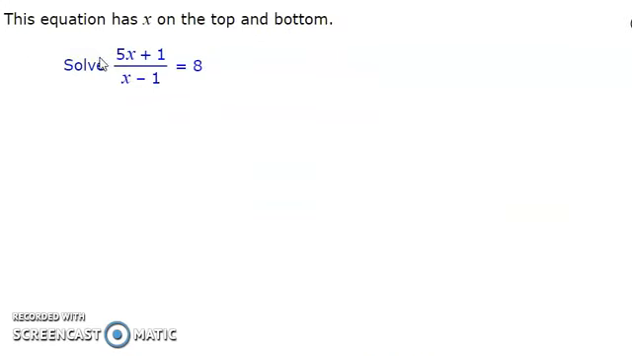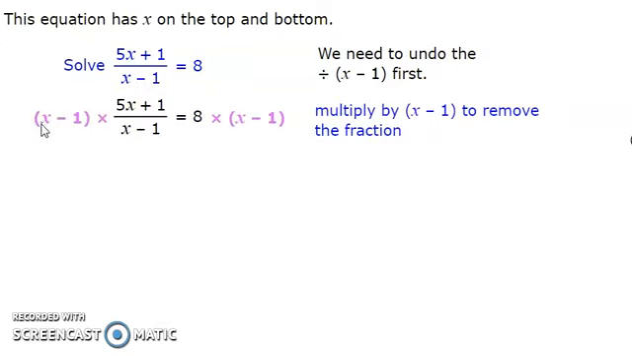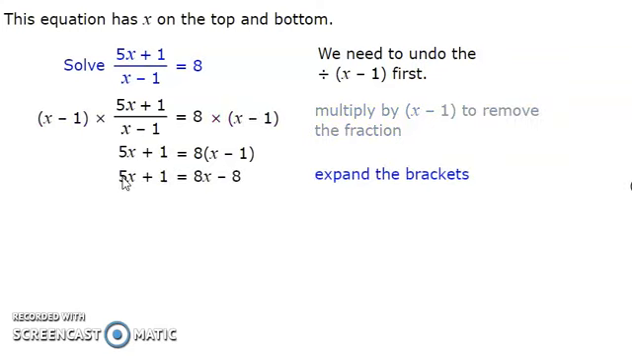Now in this particular question, x is on both top and bottom, in the numerator as well as in the denominator. We need to undo the x minus 1 first. So multiply both sides by x minus 1. You get 5x plus 1 is equal to 8 times x minus 1. This x minus 1 and this x minus 1 will get cancelled. So 5x plus 1 is 8x minus 8.